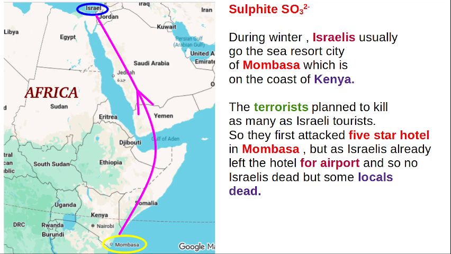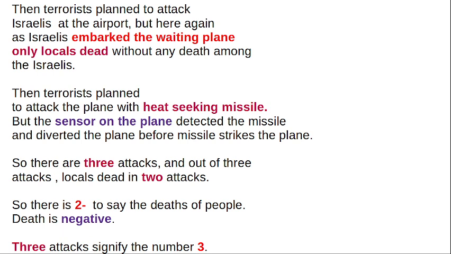For example, in the 5-star hotel attack, local people died. When the terrorists attacked the airport, again local people died. But when they fired a heat-seeking missile towards the aeroplane, no people died. Okay, so only 3 attacks were carried out, but people died in only 2 attacks.